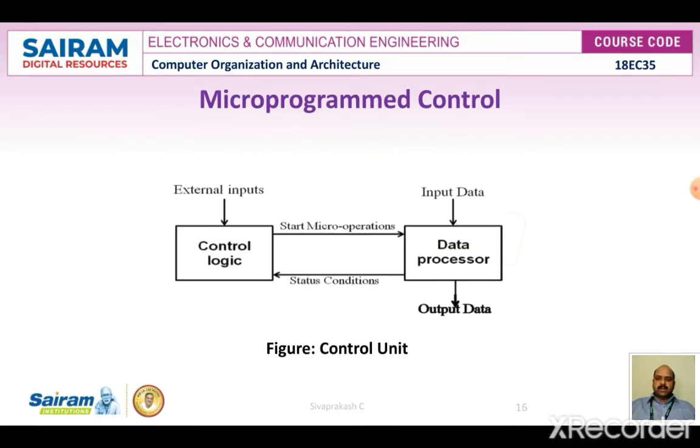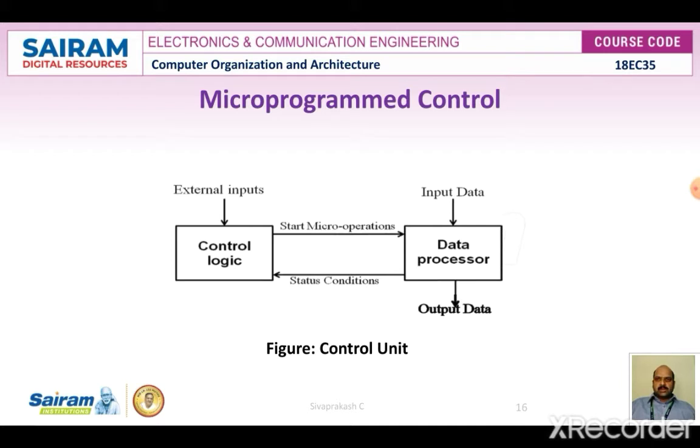Let's discuss the control unit. The control logic and the data processor always accept inputs. The control logic accepts the external inputs, while the data processor accepts the internal inputs, and this produces the micro operation start. The status condition is given from the data processor to the control logic for the next operation, and in this way it produces the outcome of the processing. This is the general function of the microprogrammed control unit.